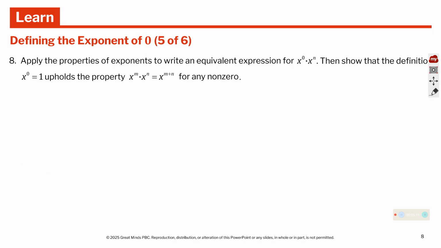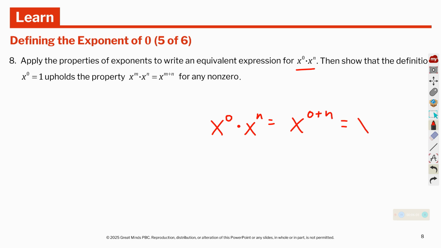Apply the property of exponents to write an equivalent expression for x to the 0 times x to the n. Then show that the definition x to the 0 equals 1 upholds the property for any non-zero. So we're going to start with this. X to the 0 times x to the n. Well, 0 plus n is just x to the n.